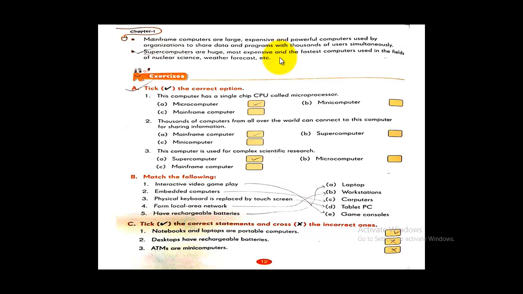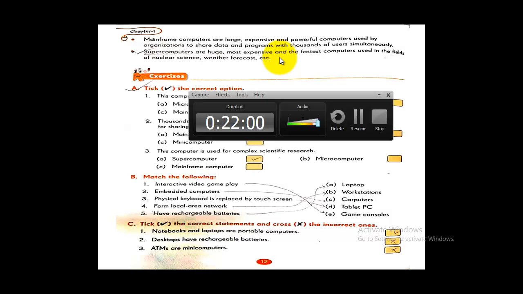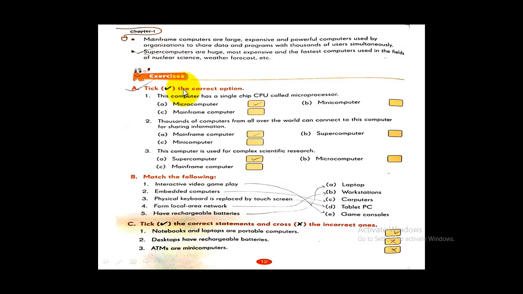With types of computers done, let's see the exercises. Now the exercises I'll send you through WhatsApp also, but I'm just telling here in this YouTube class also. Okay, this is online classes.